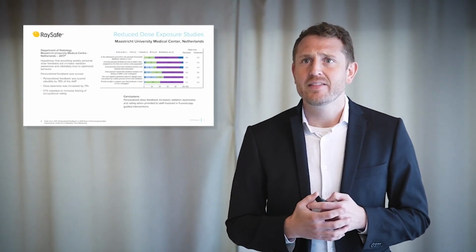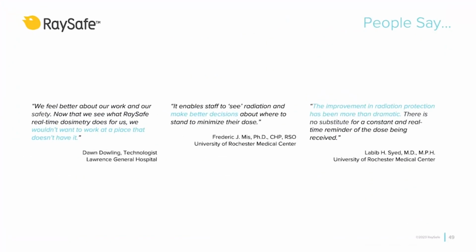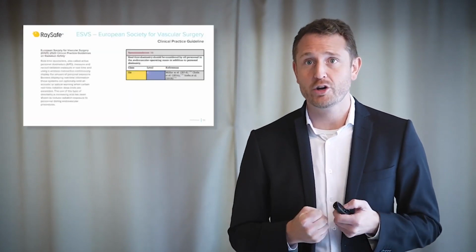And it is clear that staff, if you look at the purple and dark blue numbers, appreciated the dose feedback that helped them to increase radiation awareness and self-protection, enabling them to feel more secure at work. We have, of course, received plenty of good feedback from hospitals all over the world, and it's clear that RaySafe i3 really helps staff reduce their dose and make them feel more comfortable and safe at work.